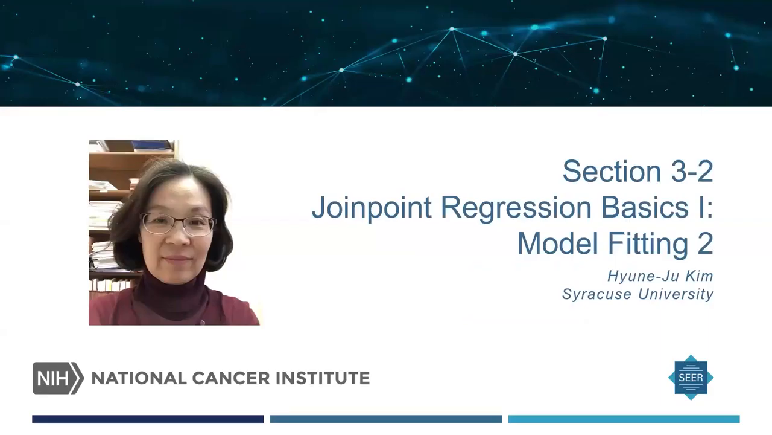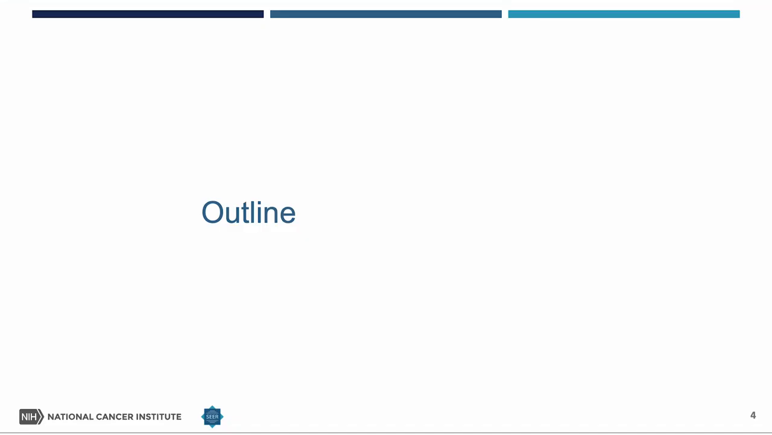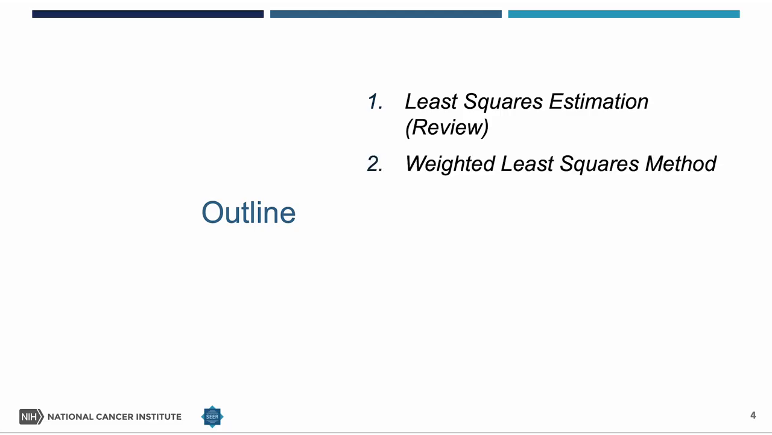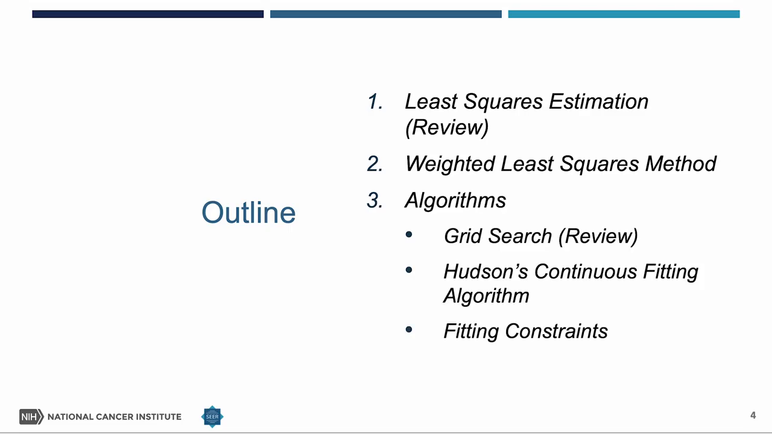Now we move to the second part of the model fitting. First, I will review the least squares estimation presented in the previous video. Then I will talk about some extensions, including weighted least squares method and Hudson's continuous fitting algorithm, and also some details of Joinpoint software fitting options.